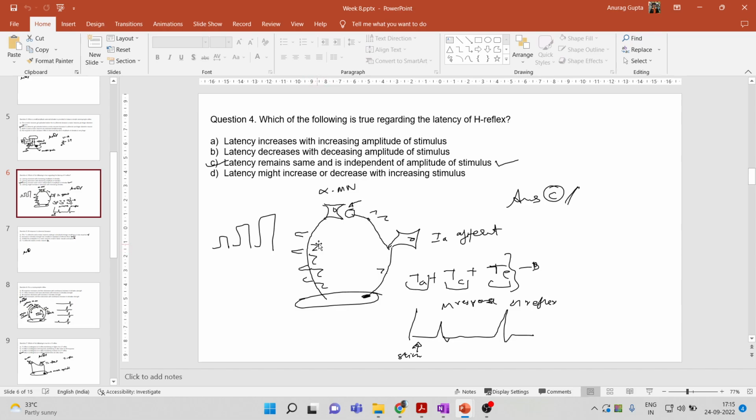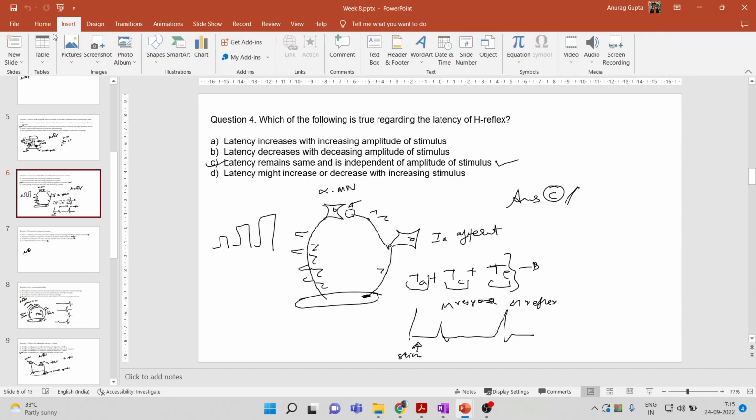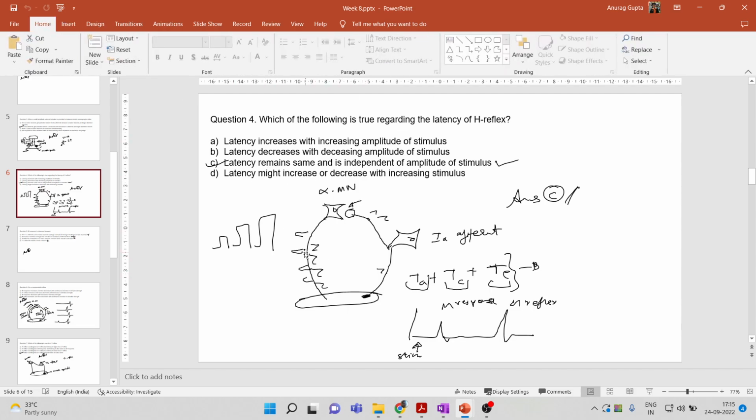If the stimulus amplitude continues to be increased, after a certain point the amplitude is enough to cause the membrane in the alpha motor neuron to reach threshold. Then directly there will be an action potential generated here, which travels and causes a contraction in this muscle. So this is called the M response, which is directly due to the alpha neuron.